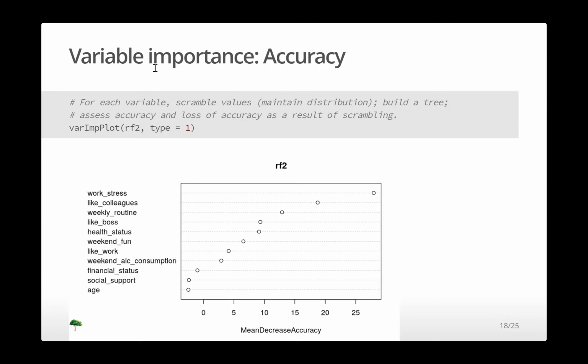So you get accuracy. The way accuracy scores are obtained is that for each variable, it scrambles the values but maintains the distribution. Then it builds a tree and assesses the loss of accuracy as a result of this scrambling. So it picks a variable, messes it up, and then sees how much accuracy is lost as a result of messing up this variable.